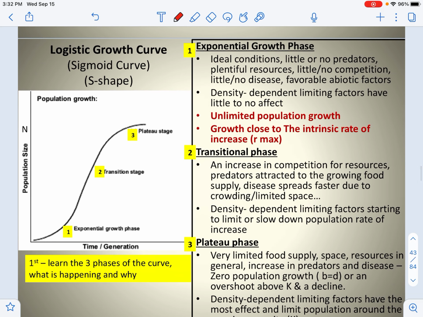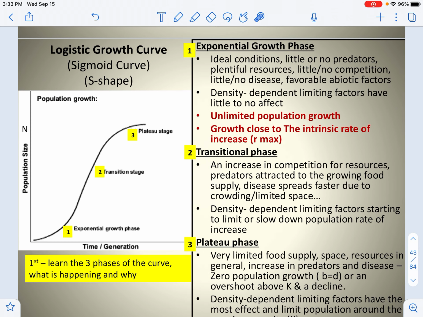The logistic growth curve then has, again, here's our population size over time. We generally see 3 phases. We call it the exponential phase initially, when there's not that many there, and there's not really limiting factors playing a role. And then the transitional stage is where it slows down. It's not exponential, it starts to slow down. It's still increasing, but it's slowing down, and then it eventually levels off, and the plateau stage is where you get 0 population growth.